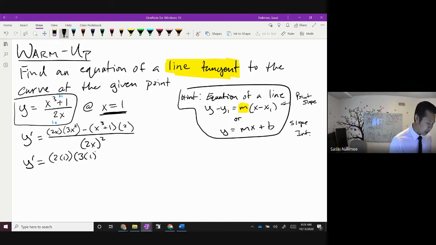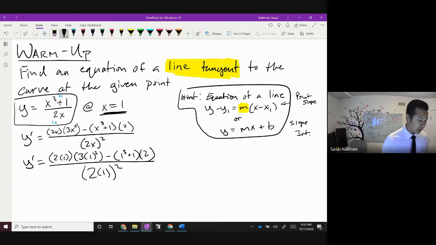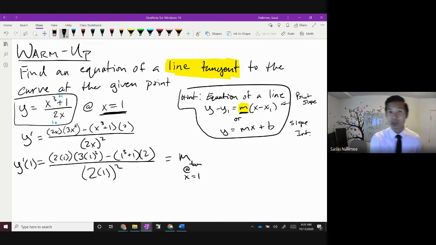3 times 1 squared minus 1 cubed plus 1 times 2 all over 2 times 1 quantity squared, right? So this is going to tell me the derivative of y evaluated at x equals 1. So that's going to tell me the slope of the tangent line right there. This right here is equal to the slope of the tangent line at x equals 1. That's essentially what I'm showing right here.